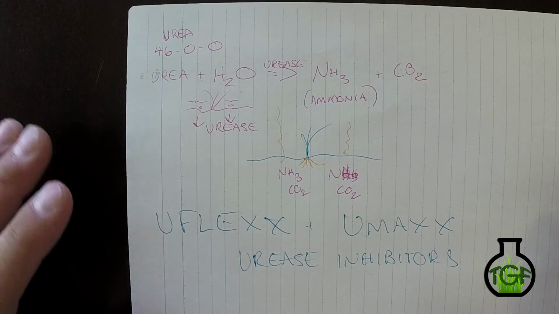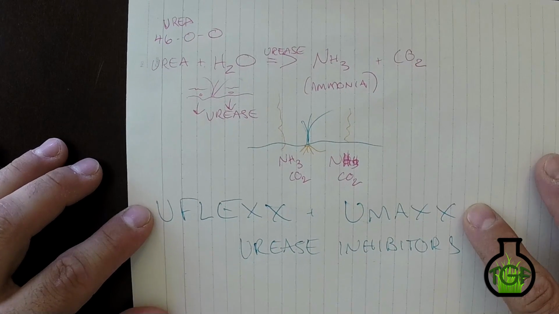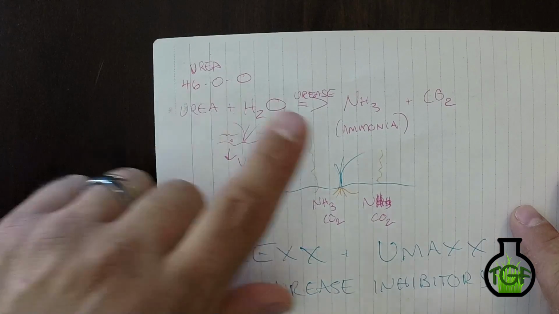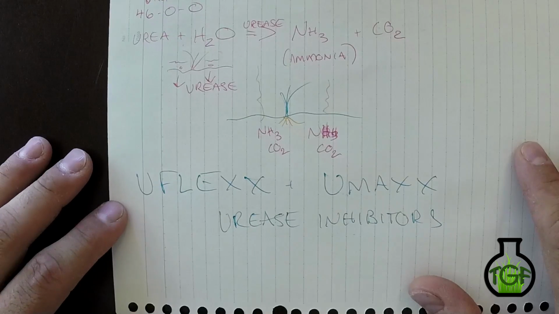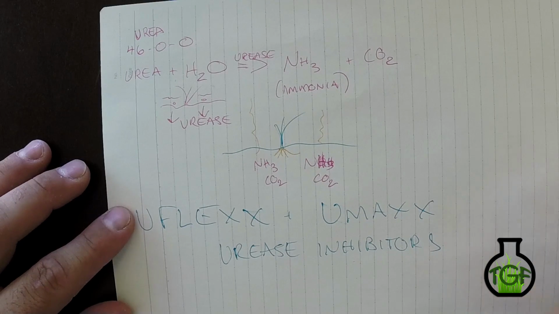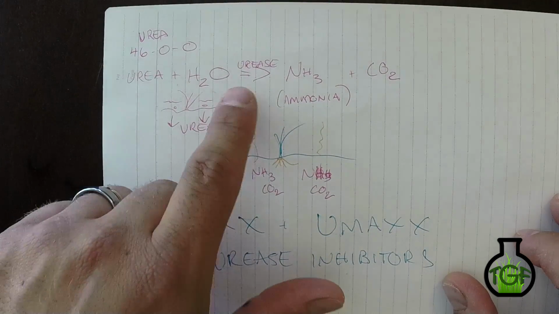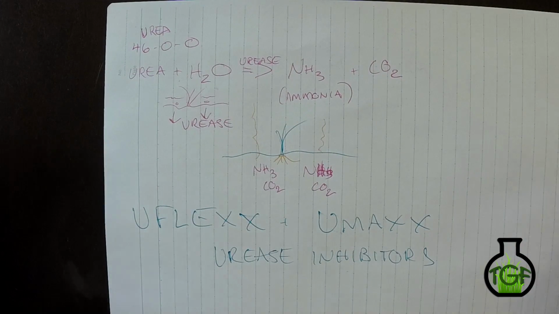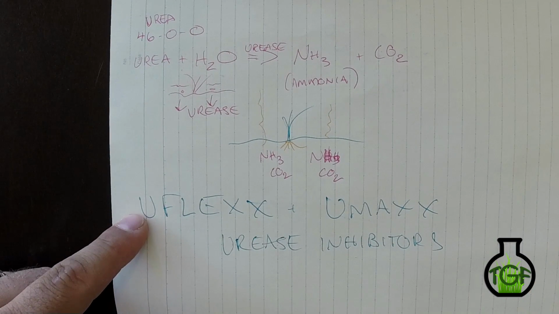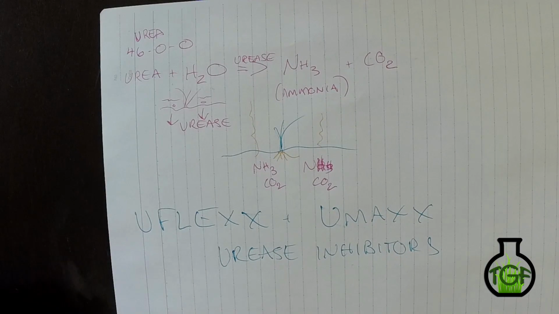Some people get confused and think U-Flex and U-Max are actually slow release fertilizers, controlled release. They're not. They just control the actual conversion of urea into NH3. They don't actually control the release of the actual fertilizer. They just control the chemical reaction that takes place. So anyway, now we've got urea, and we've got U-Flex and U-Max, the urease inhibitors that slow the chemical reaction of urea to become plant available NH3.